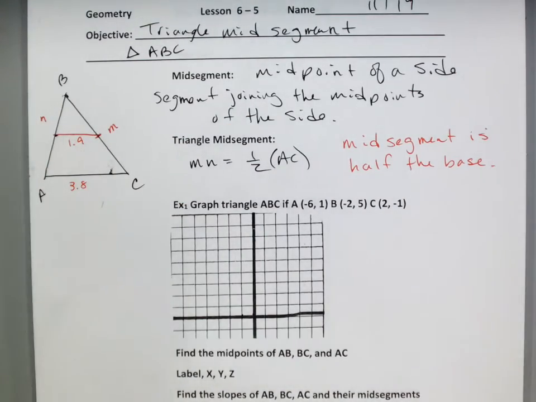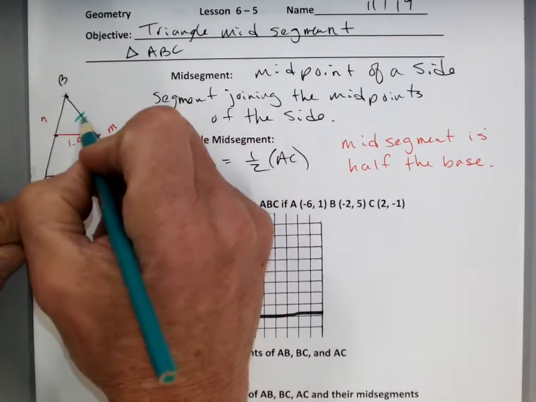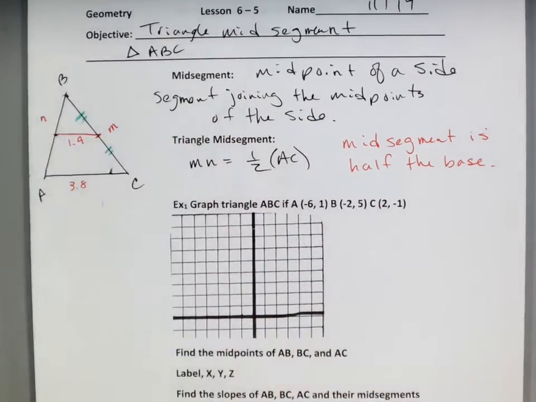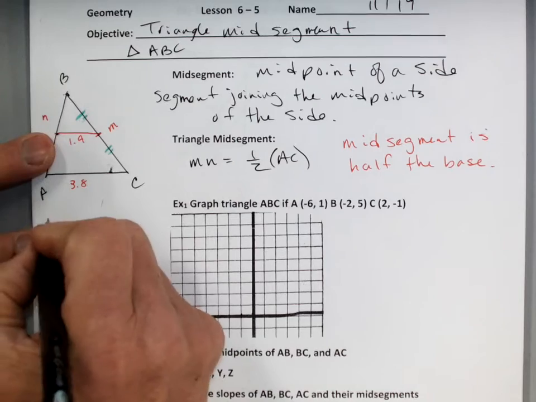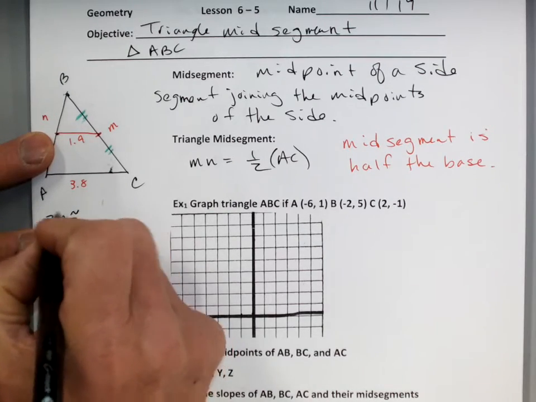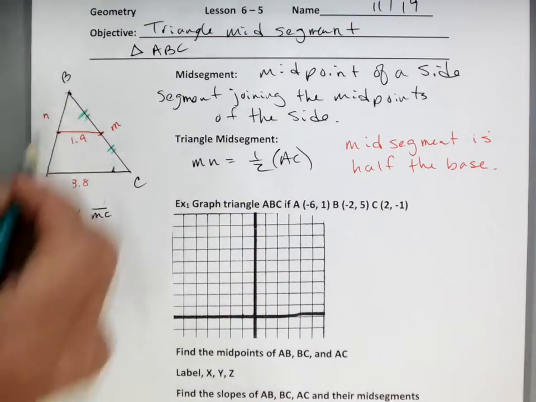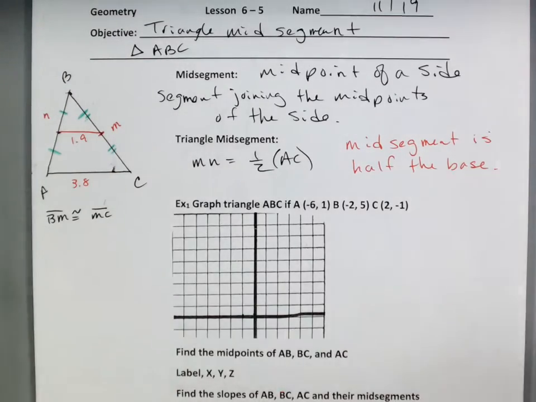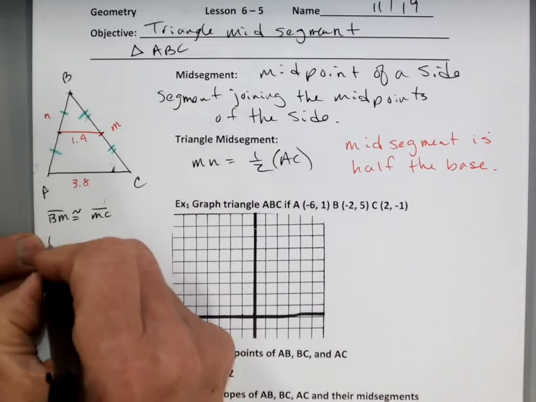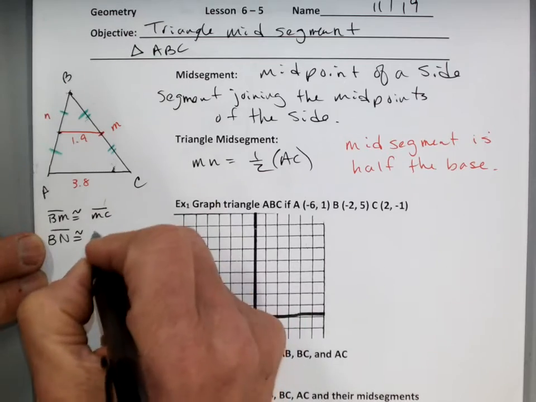So we also know something else that I think is important to write down. If it is a mid-segment, we know the length of this side is equal to the length of this side, because it's a midpoint, right? So I can also write that BM is congruent to MC. And I can also say that BN is congruent to AN. There you go.